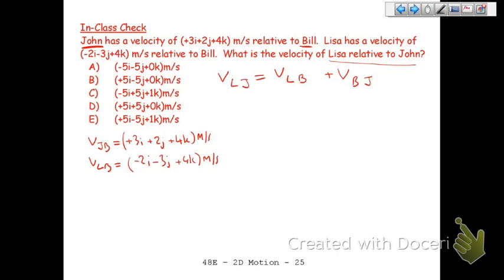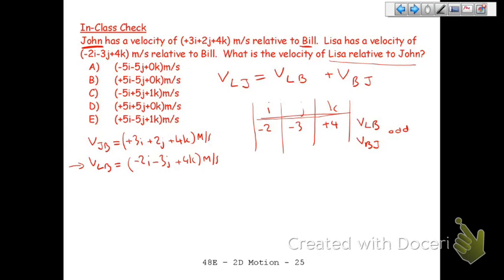And then I try and do it. So I'm going to say, okay, IJK, and my equation tells me I want velocity LB. So let's have a look. Oh, I've got that, haven't I? I've got that exactly. That's nice. So I just write that in. Minus 2, minus 3, plus 4. And then I want to add on to that Bill relative to John. And, oh, I don't have that. I have John relative to Bill.